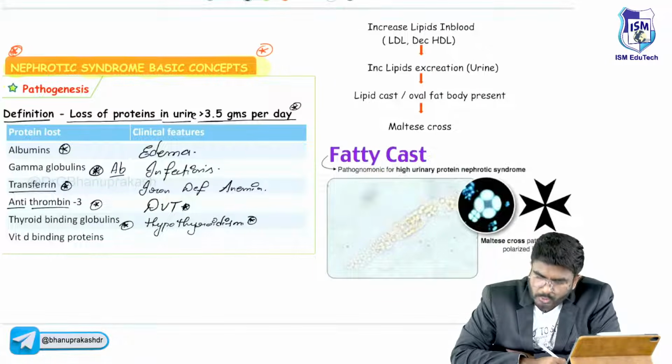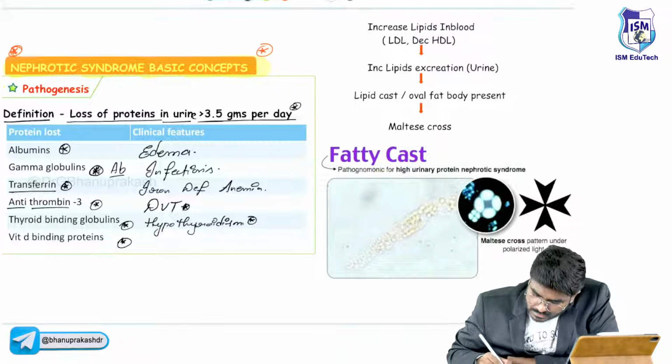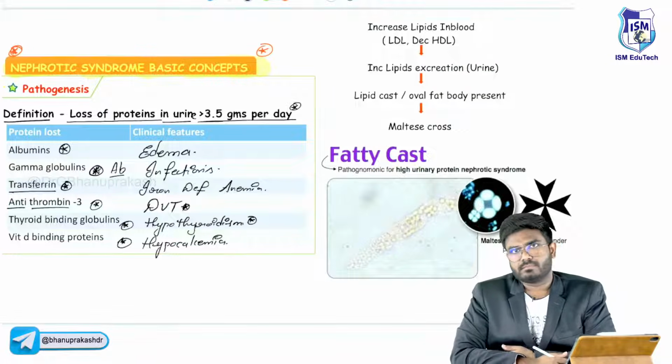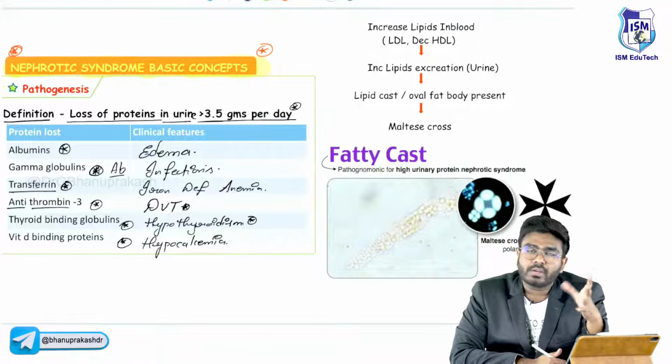Now, vitamin D binding protein. Vitamin D binding protein is the one which helps in the binding of the vitamin D. Whenever it is not there, vitamin D deficiency will occur. That will lead to hypocalcemia. Vitamin D normally maintains the blood calcium levels. When vitamin D binding protein is gone, okay, now are you understanding?